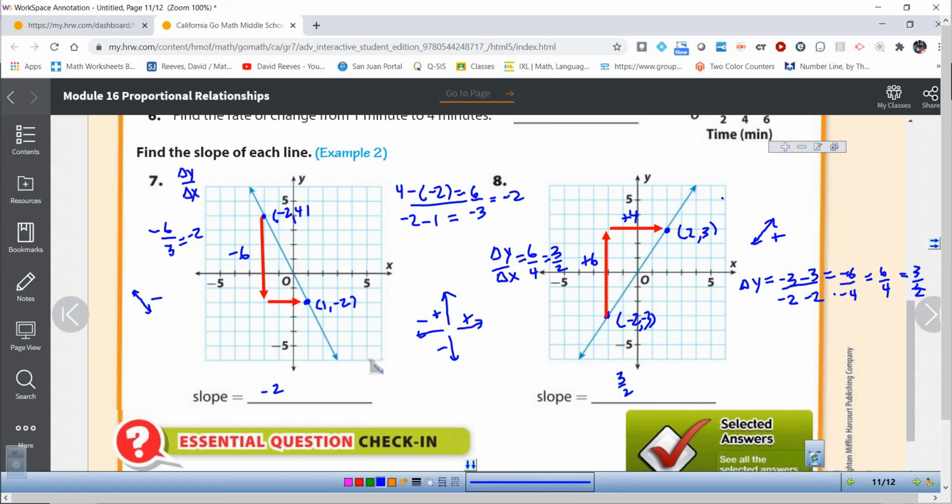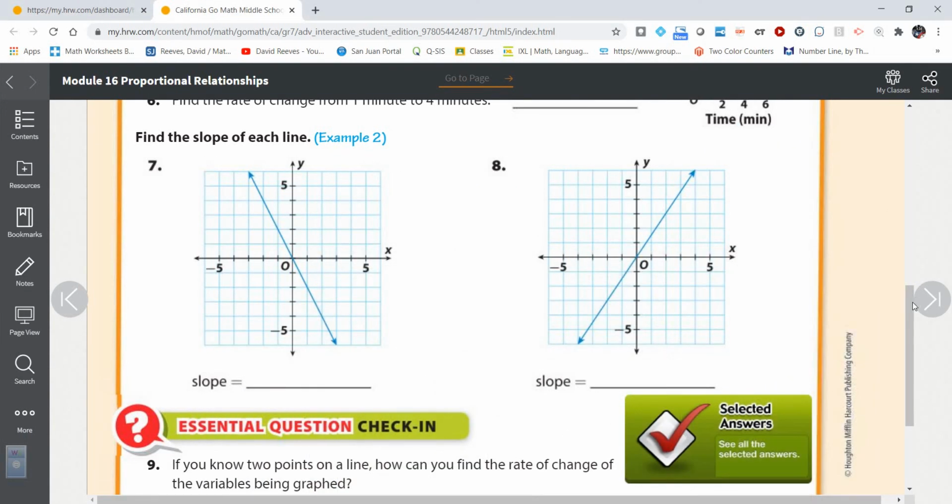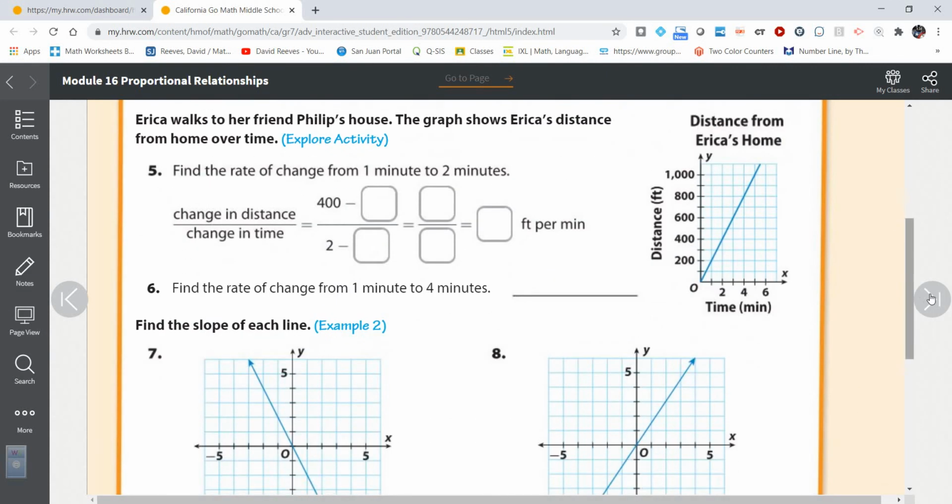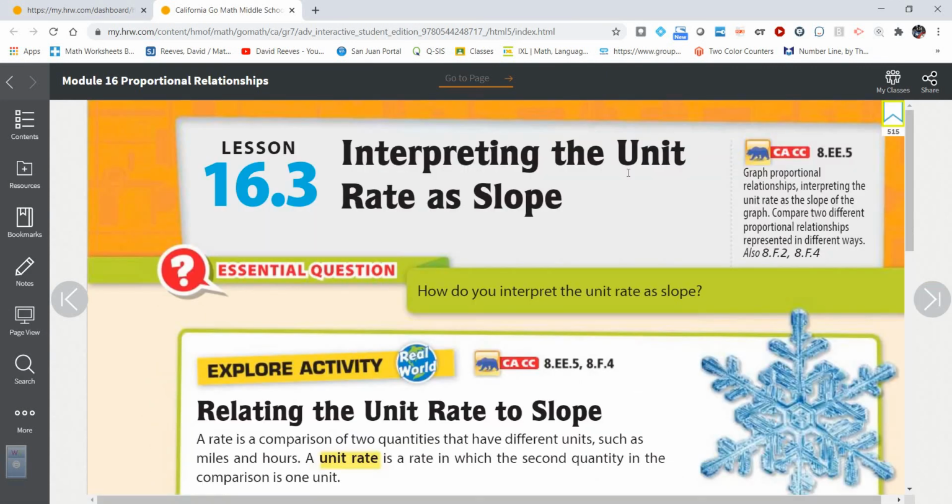I like to just look at the picture. If I have a picture, I can immediately say that's a negative slope because it's going down from left to right. That's a positive slope. It's going up from left to right. Okay? So that's how you work with slope.